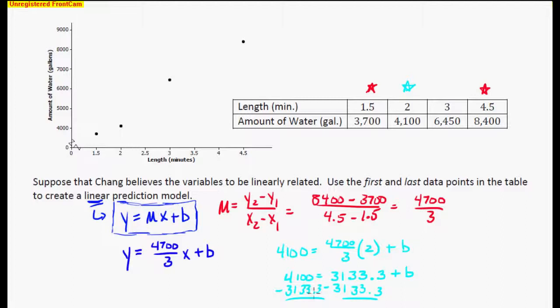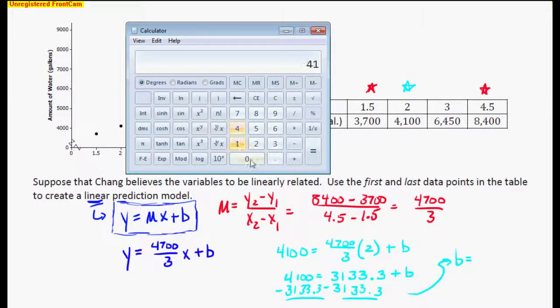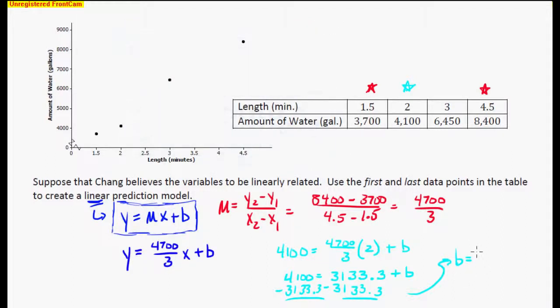Should be a decimal right there. Okay, and I'm going to get a value for b. All right, now my calculator up here, 4,100 minus 3133.3, and I'm going to get 966.7.